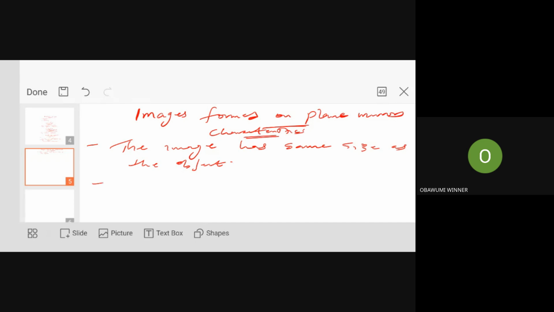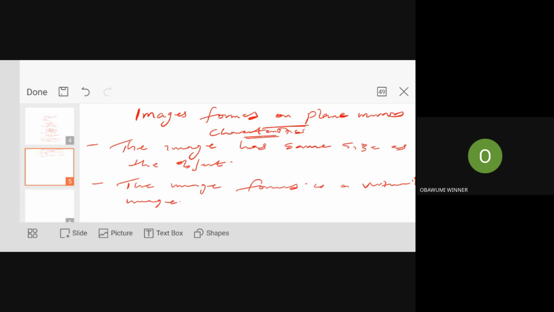Now, what is the second characteristic? The image formed is also a virtual image. Now, students always ask this question: what exactly is a virtual image? So when we say the image formed is a virtual image, the question is, what then is a virtual image? Now, a virtual image is simply an image that cannot be caught on a screen.